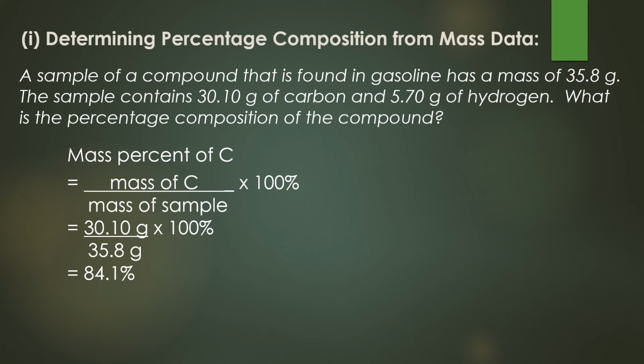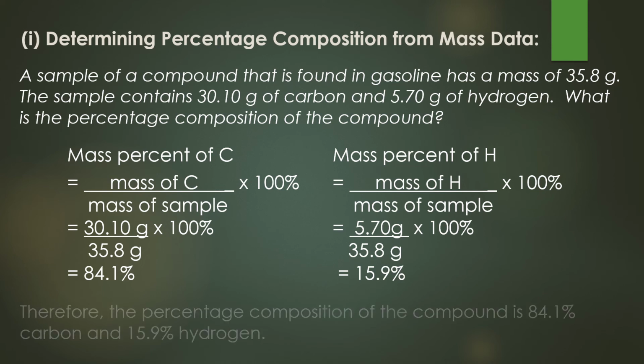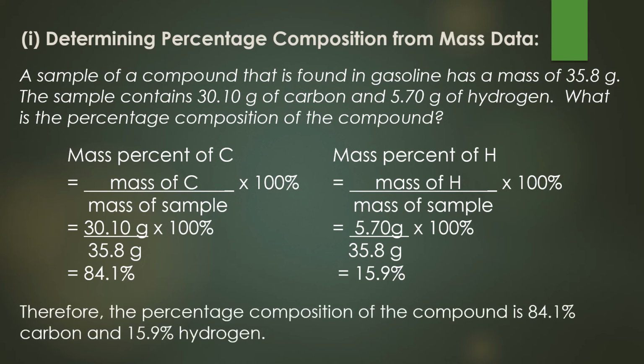Then you can go ahead and calculate that for the hydrogen. Again, you plug in your mass of hydrogen, which is 5.70 grams, divided by the total mass of the sample, which is 35.8 grams, times 100%, and you get 15.9%. Now, one way to check your work is to add your two numbers together, or depending on how many compounds you have, the total should be equal to 100%. Then we can conclude that the percentage composition of this compound is 84.1% carbon and 15.9% hydrogen.